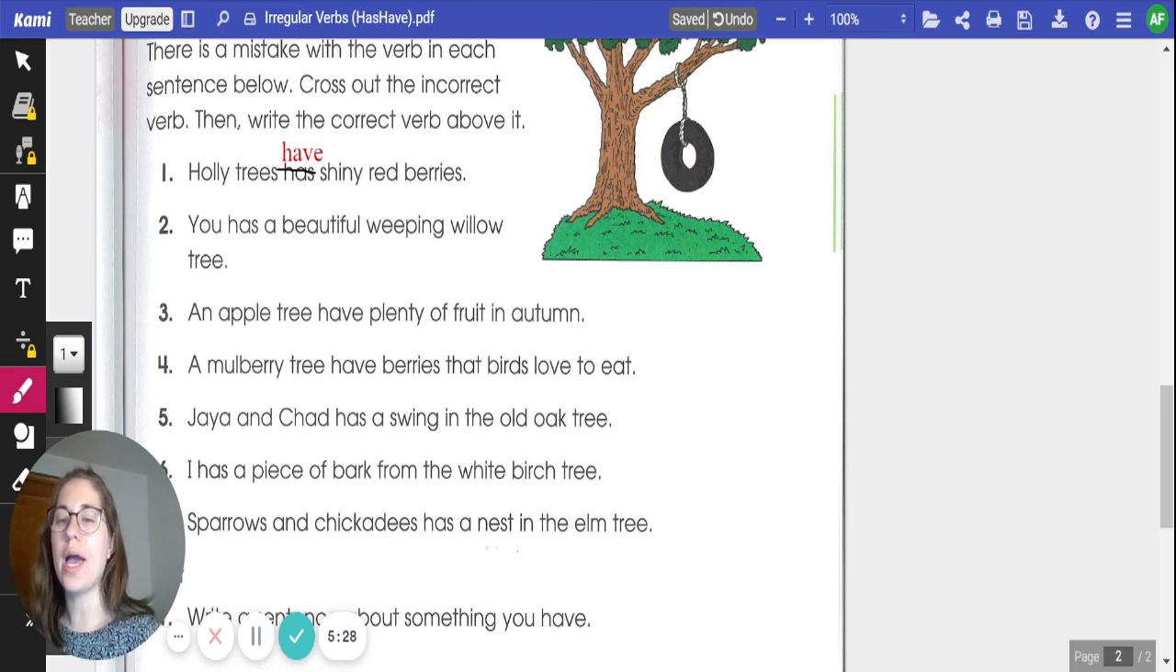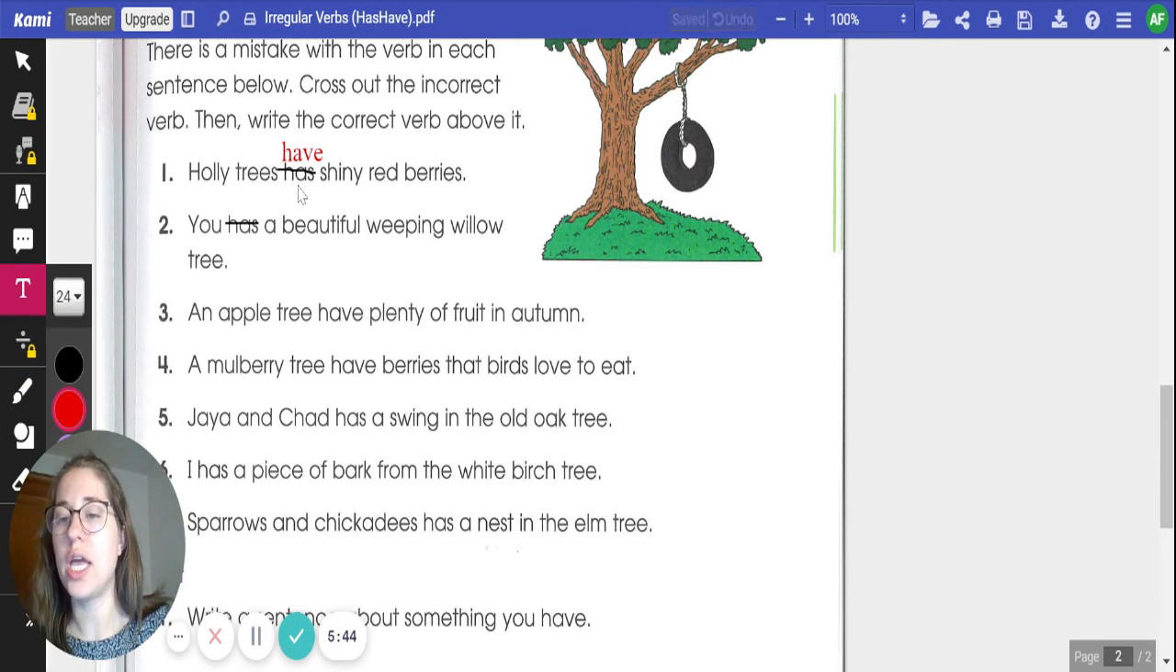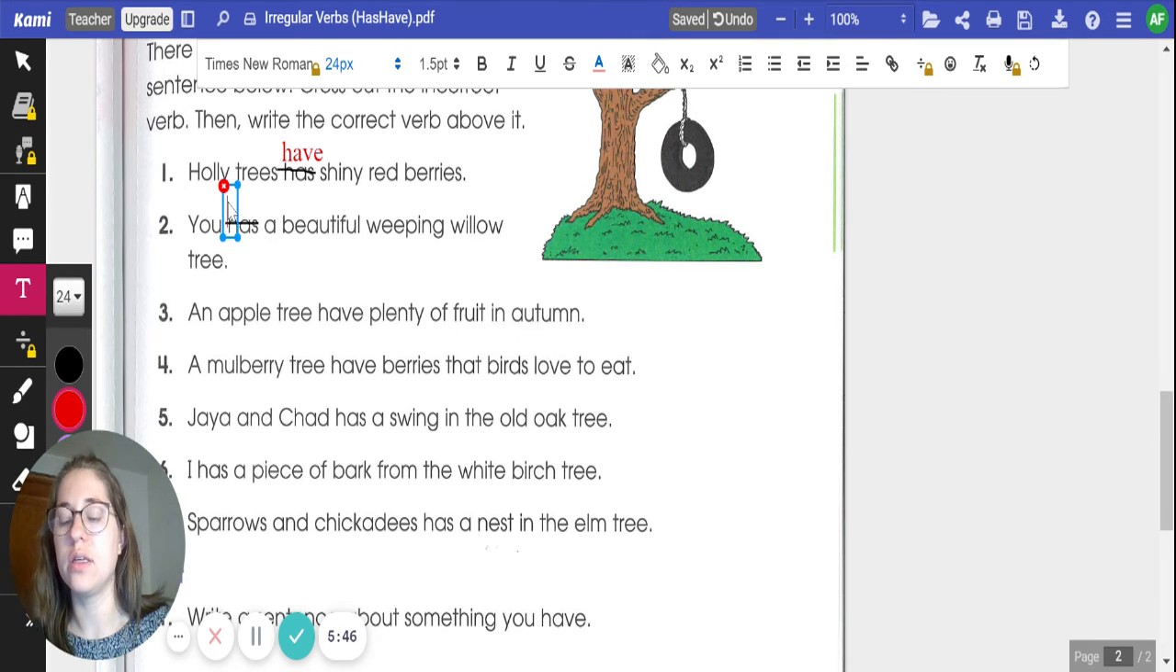Number 2, you has a beautiful weeping willow tree. Let's look at our subject. You, we know that that has to use the form have. Instead of you has a beautiful weeping willow tree, it should say you have. H-A-V-E.